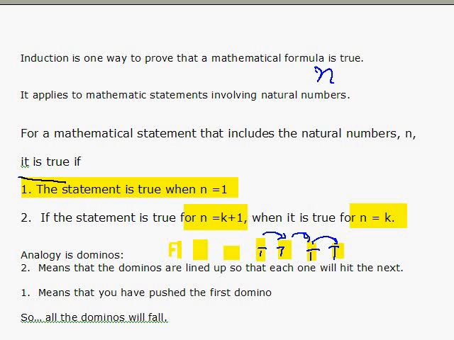Then the fact that n equals 1 is true means you set off this cascade of falling dominoes by knocking this one over. That makes 2 true. 2 falls into 3, makes 3 true. 3 falls into 4, makes 4 true, etc.